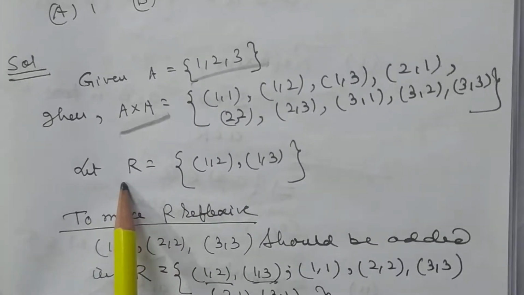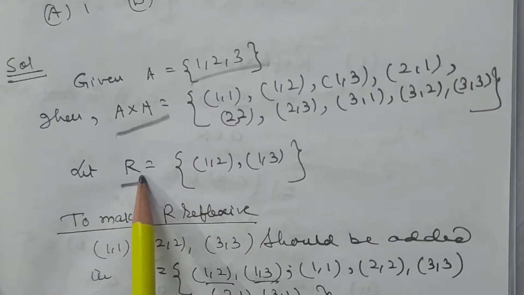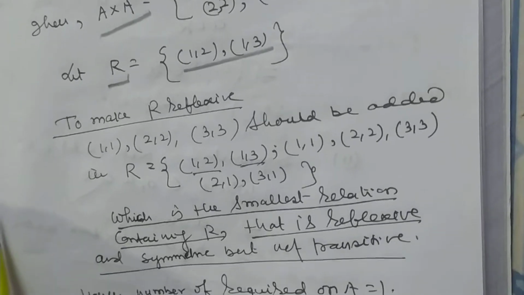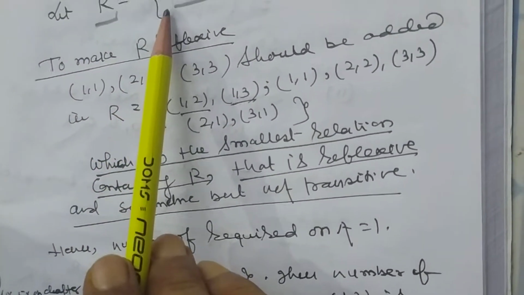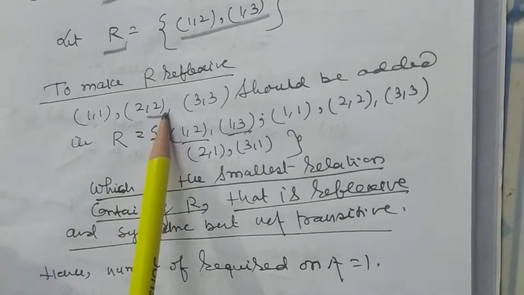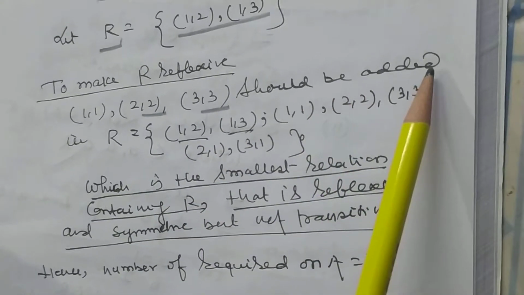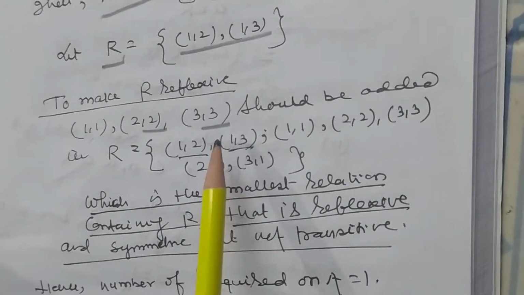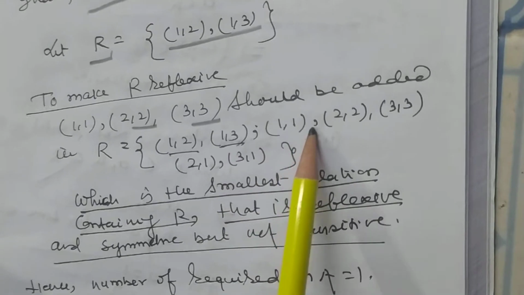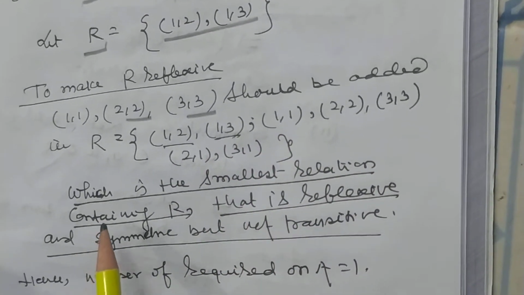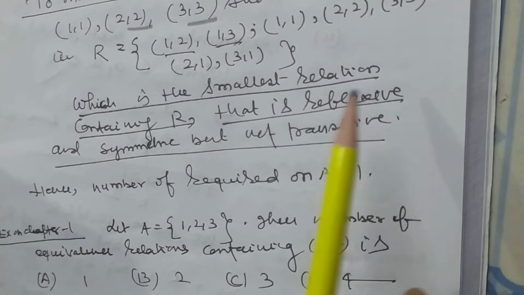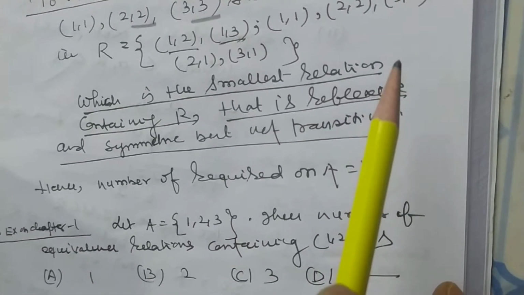So now the question is the number of relations containing (1, 2) and (1, 3). First you write (1, 2) and (1, 3). To make R reflexive, the image of 1 on 1, of 2 on 2, and of 3 on 3 should be added. We add all of these: (1, 1), (2, 2), (3, 3), (2, 1), (3, 1). What is the smallest relation containing R that is reflexive and symmetric but not transitive?